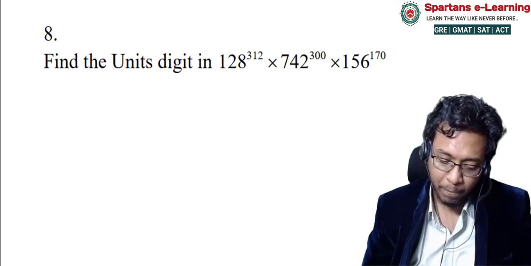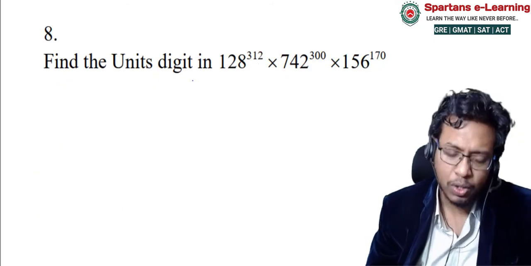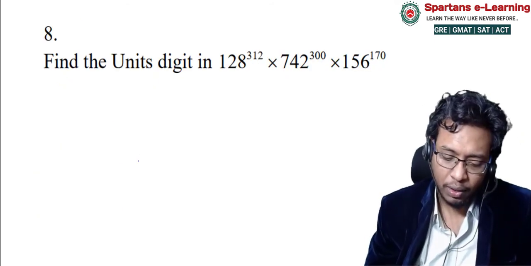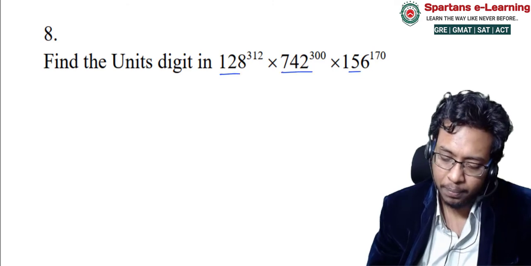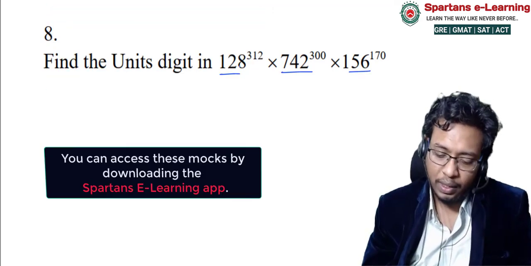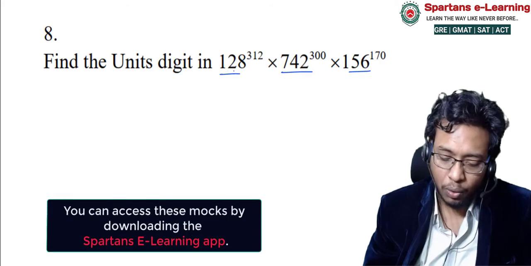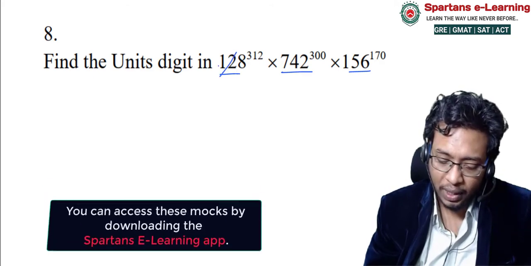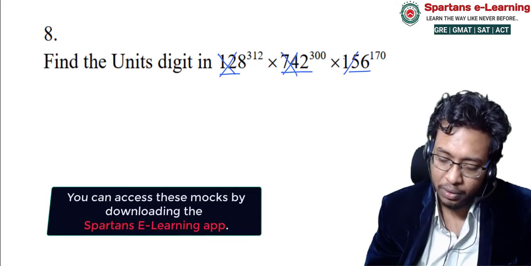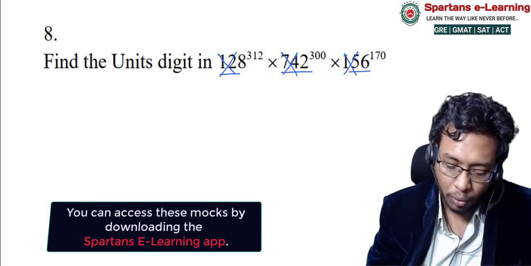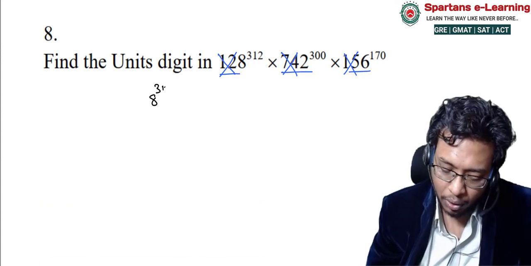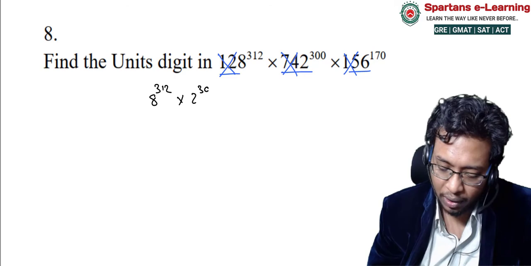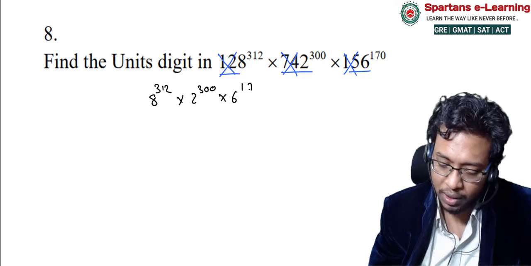Right? Now let's solve this question. Find the units digit in this number. Now see here, units digit means what did I tell you? 128 whole power 312 means cancel out these two numbers, these two numbers, these two numbers. Now you are left with only 8 power 312 into 2 power 300 into 6 power 170.